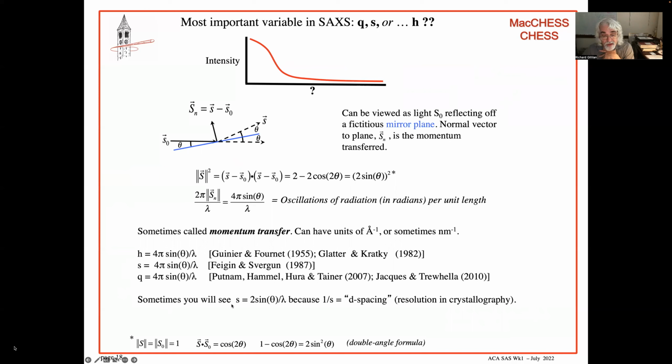Once in a rare while, you will see S referred to as 2 sine theta over lambda. They leave out the 2 pi, and people sometimes do that because they like 1 over S to be the resolution, the d-spacing in crystallography. I don't really recommend that. I think the community has really settled on Q as 4 pi sine theta over lambda. So, all right, that's that. Confused enough yet? I hope not.